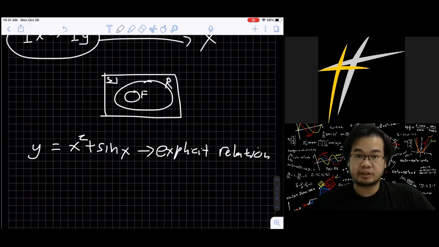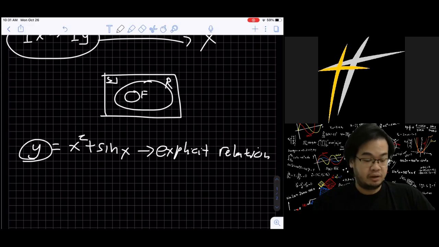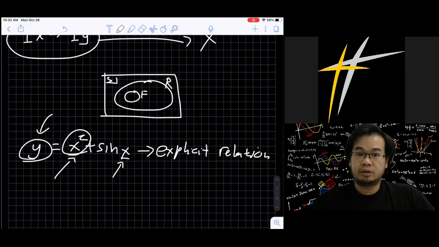Explicit relation. Why is it explicit relation? Because the dependent variable, the y, is clearly, explicitly explained by the value of x. It means if you substitute the x here, then you will get the value of y directly, right? That's why we call that the y is explicitly explained in this relation. And this kind of relation is called explicit relation.